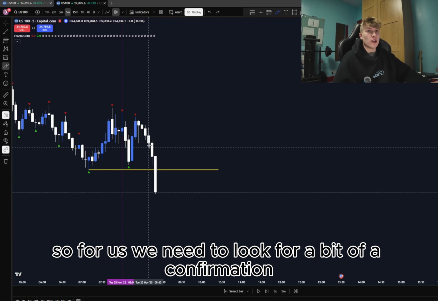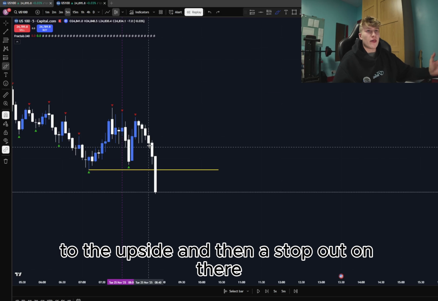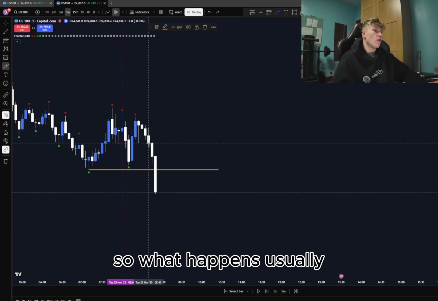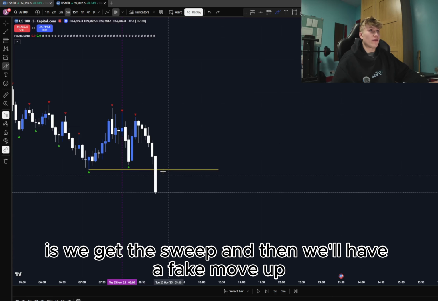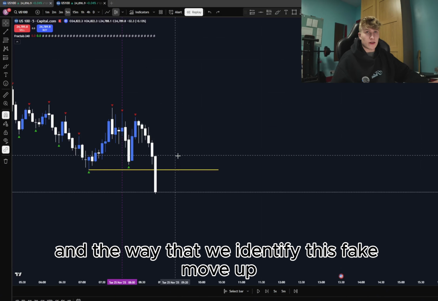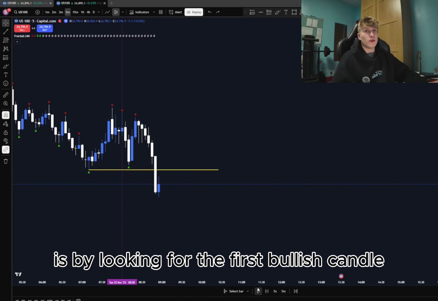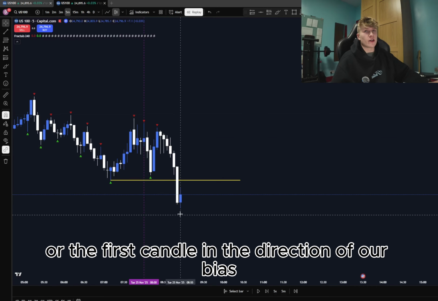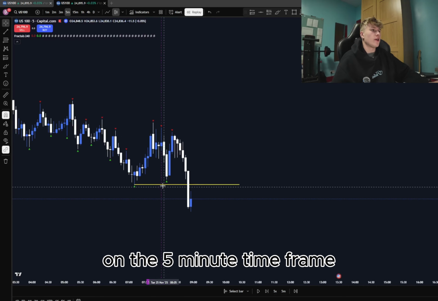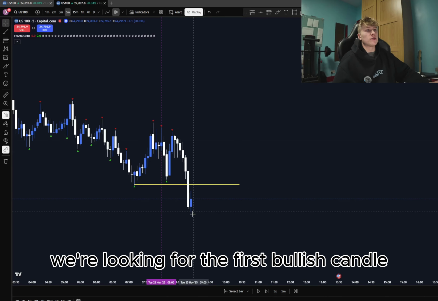So for us, we need to look for a bit of a confirmation to the upside and then a stop out on there. What happens usually is we get the sweep and then we'll have a fake move up. The way that we identify this fake move up is by looking for the first bullish candle, or the first candle in the direction of our bias on the 5-minute time frame. So as soon as we've had the sweep, we're looking for the first bullish candle.